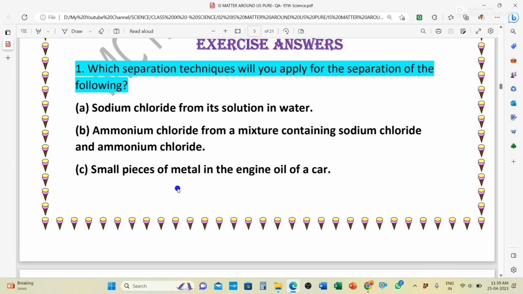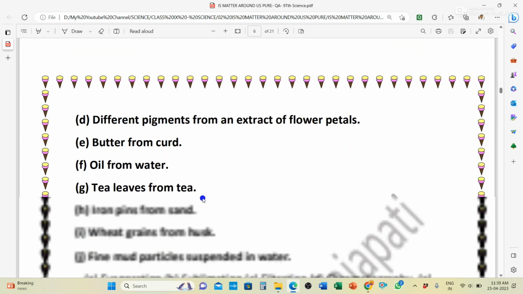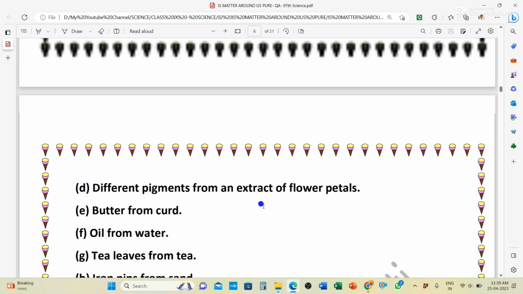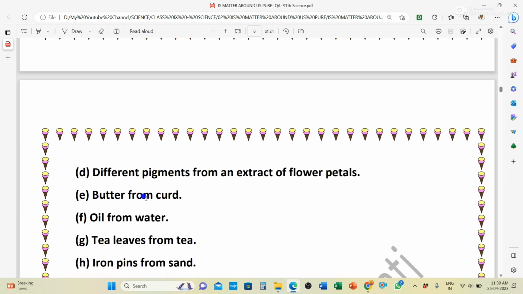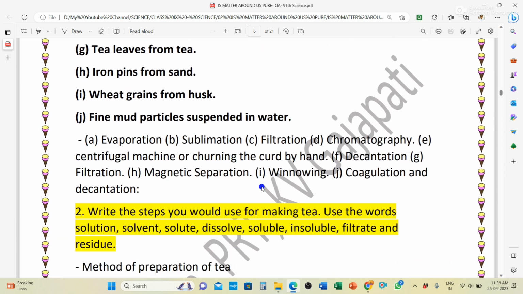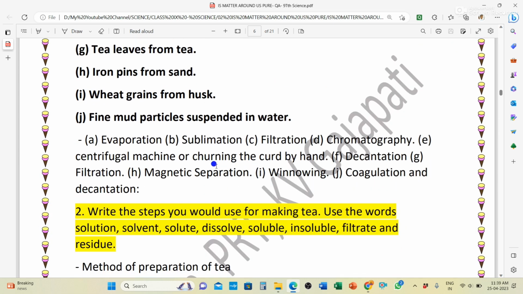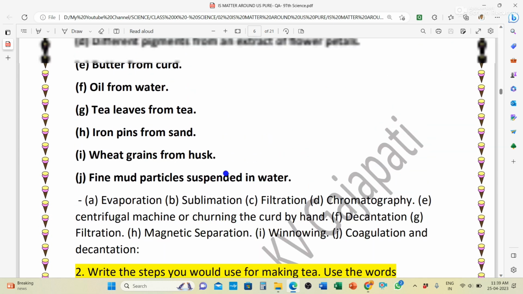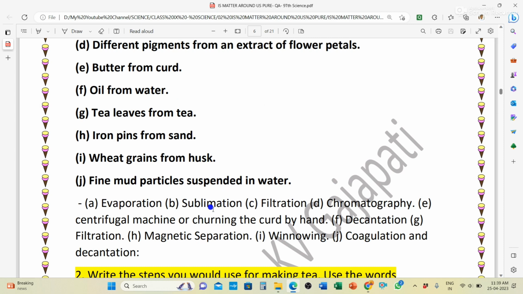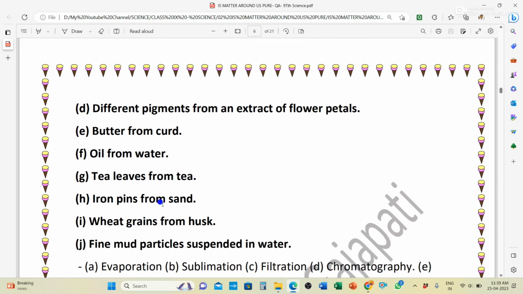Then small pieces of metal in the engine oil of a car. Here we have to follow the filtration method. We have to filter. Then different pigments from an extract of flower petals. Here we have to follow chromatography. Butter from curd. Here we have to follow a centrifugal machine or churning the curd by hand. We can churn the curd by our hand or we can use a centrifugal machine. So we have to simply follow here centrifugation, right? Then oil from water.